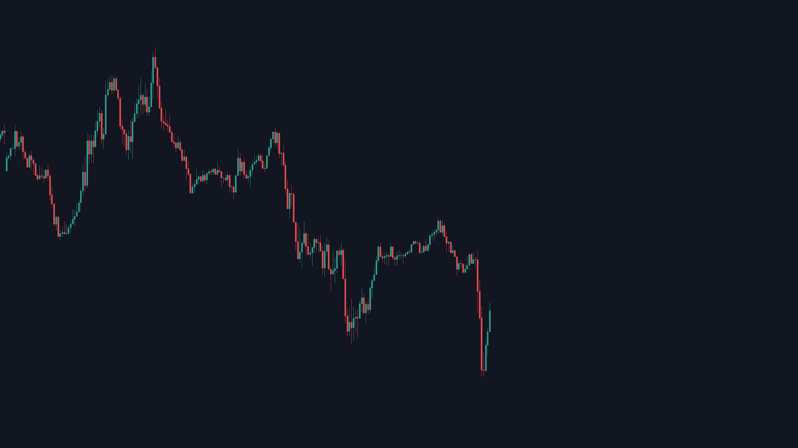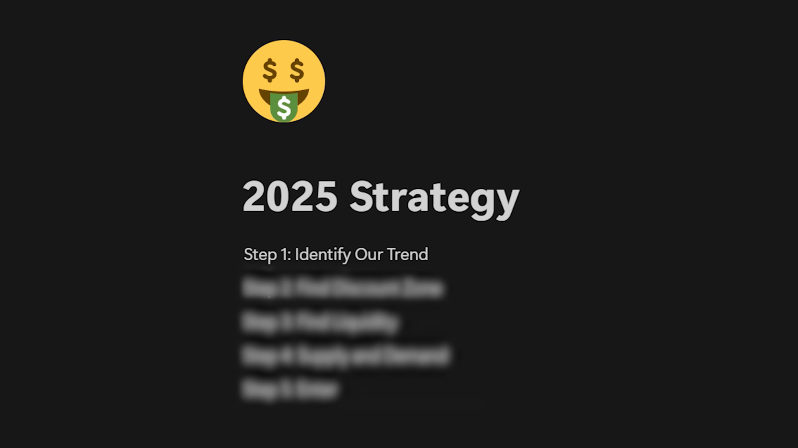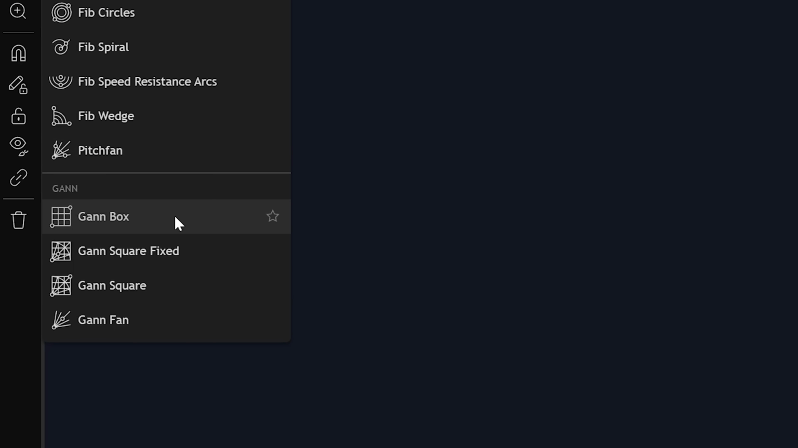Now that we know we're in a downtrend, we're gonna zoom in on our chart. If we analyze this most recent price movement, we can see price recently broke this low and is starting to correct a bit. Which brings us to our next step, finding a discount zone. To do this, go to the left-hand side toolbar, click this arrow, and switch to the box tool. This should give you something that looks like this.